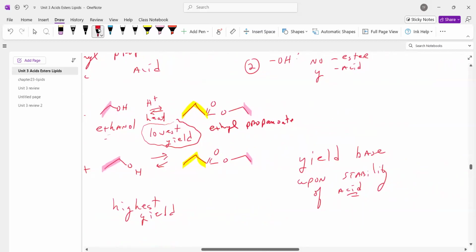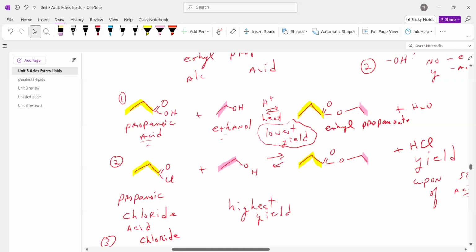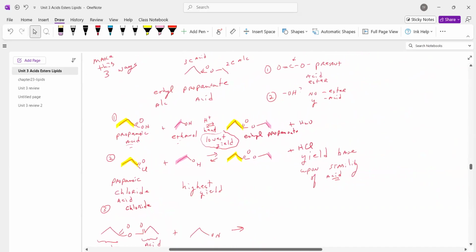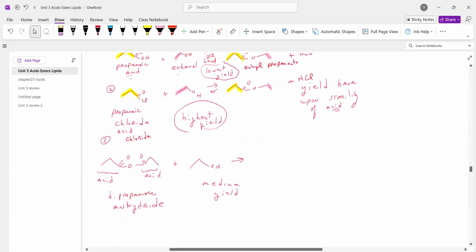So this up here is going to give us water. This gives us some kind of an acid based on what kind of acid chloride we use. Now, this gets the highest yield. And lastly, we have one that's kind of a medium yield.